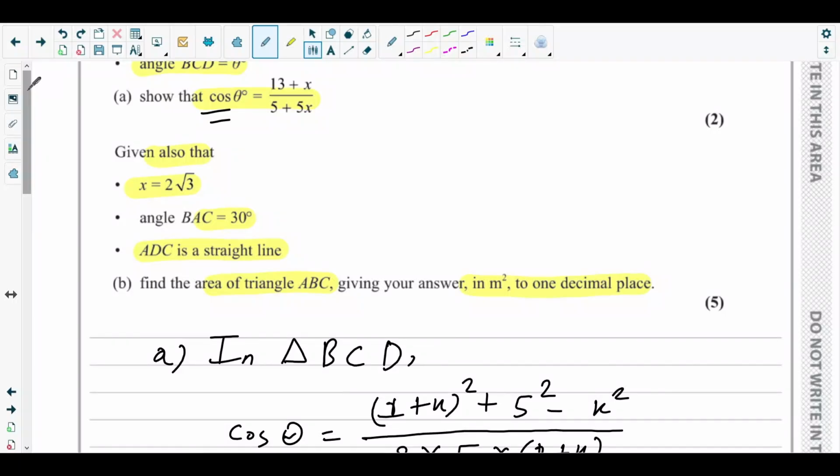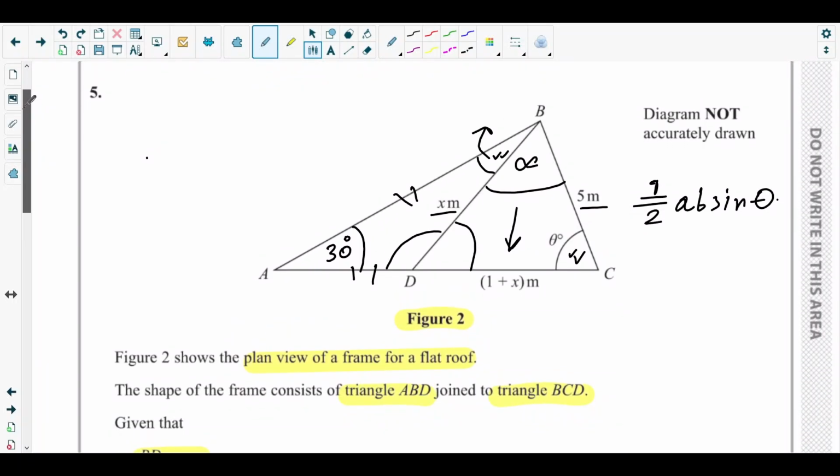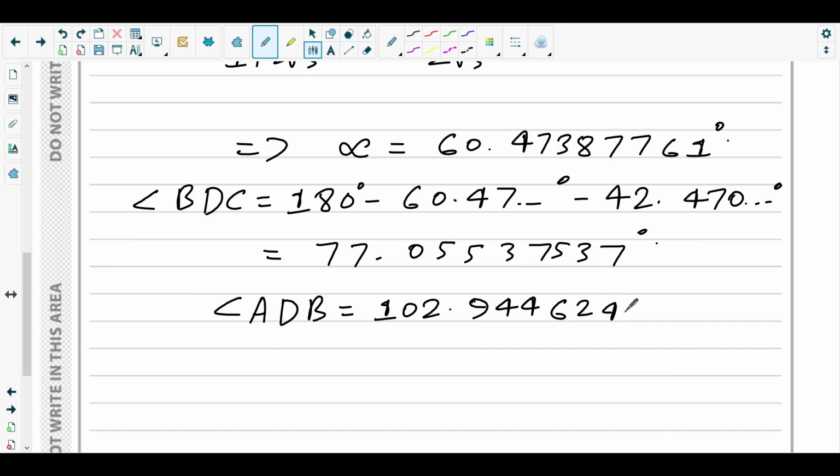So as we get the angle BDC, we can get the angle ADB, right? So angle ADB equals 180 minus 77.055 something, so you will get 102.944624 degrees. Okay, we got the angle ADB.